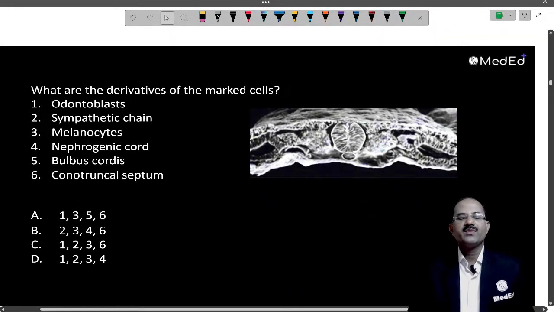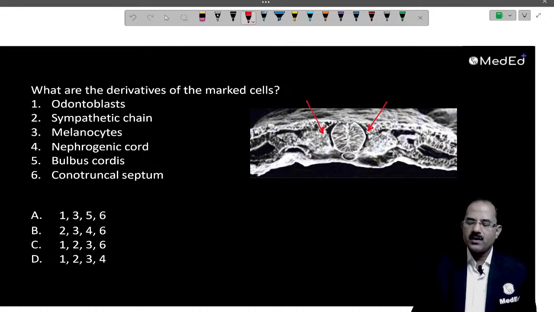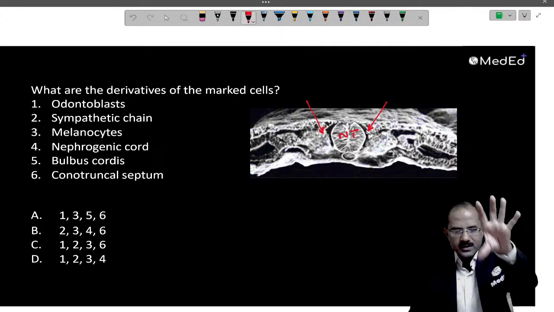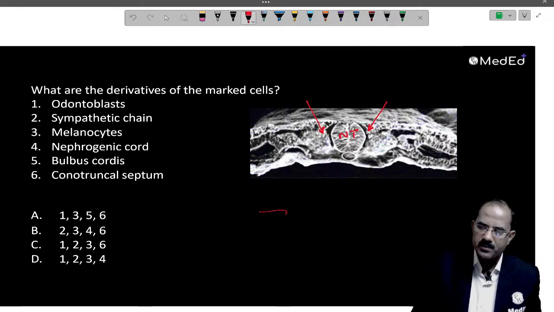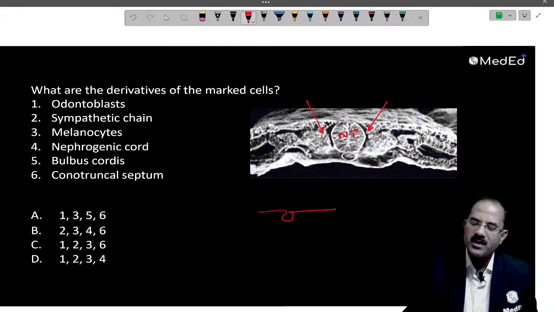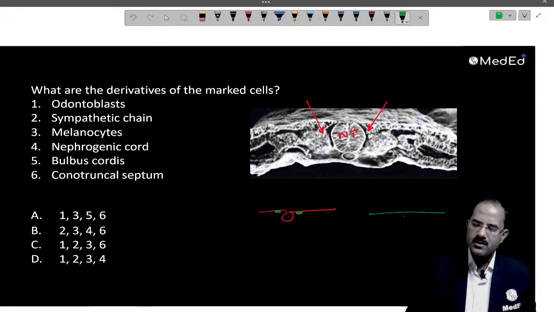What are the derivatives of the marked structure? Any guesses? Can you see this marked structure? So what is this tube? This is the neural tube, right? The tube in the center is the neural tube, and the neural tube is ectodermal in origin. When the neural tube is being formed, a group of cells get separated from the ectoderm, and this group of cells lie on either side of the neural tube.